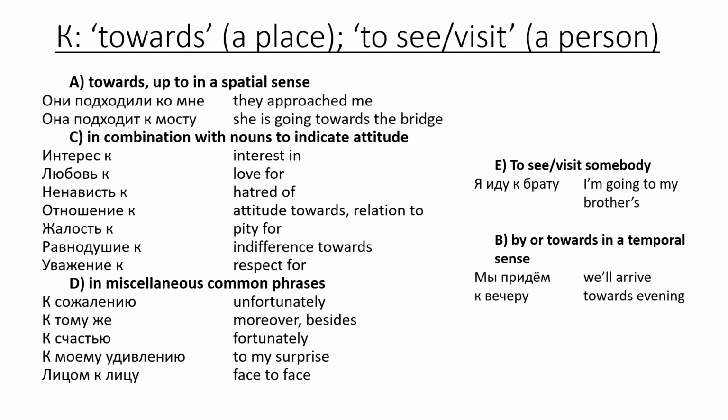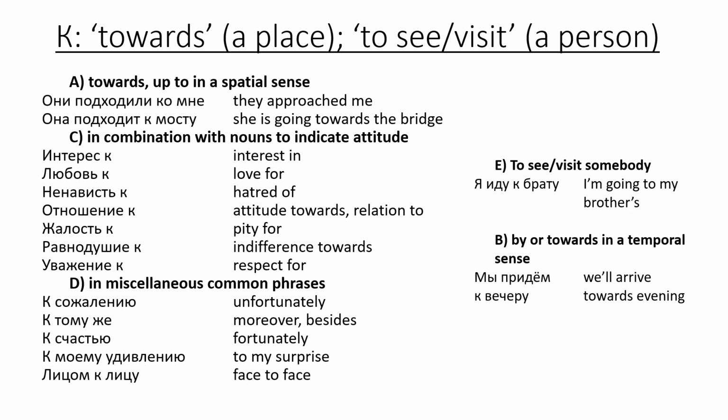The second use of к is in combination with words that express attitude or feeling. For example, интерес к, an interest in. Любовь к, love for. Ненависть к, hatred of. Отношение к, attitude towards or relation to. Жалость к, pity for. Равнодушие к, indifference towards. And уважение к, respect for.